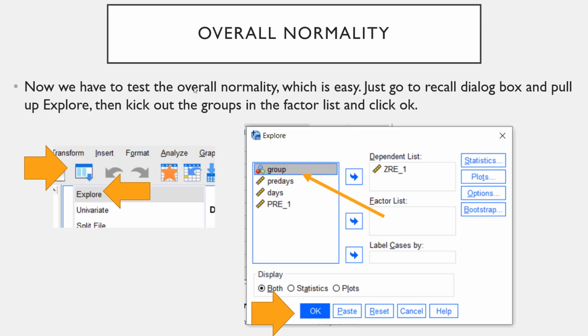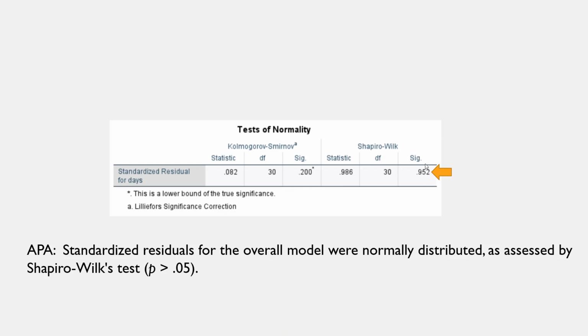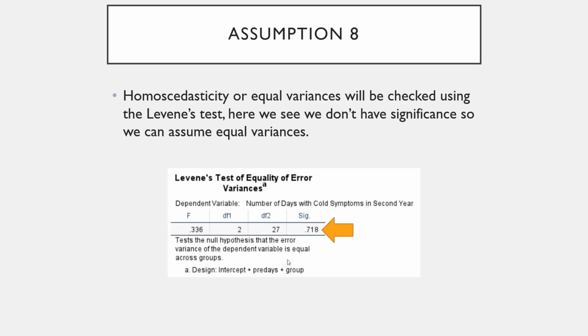So now we're going to check the overall normality, which is easy. We just go to the recall dialog box and pull up Explore, then kick out the groups and put them in the factor list and click OK. So we just want to look at this and say OK. And we can see that those are also normally distributed. Standardized residuals for the overall model were normally distributed as assessed by Shapiro-Wilks.